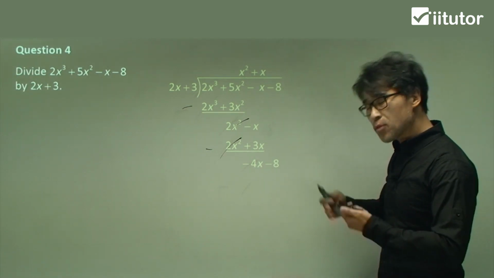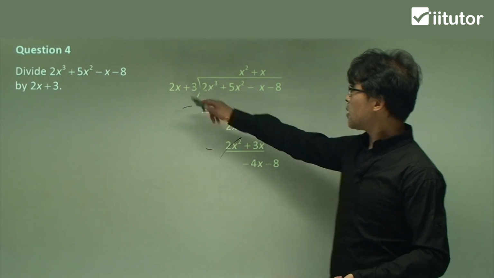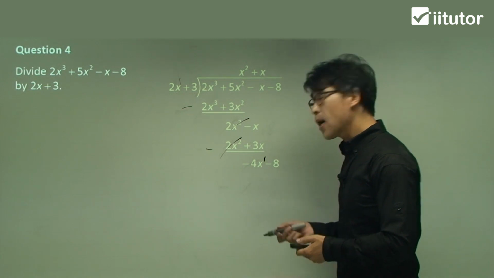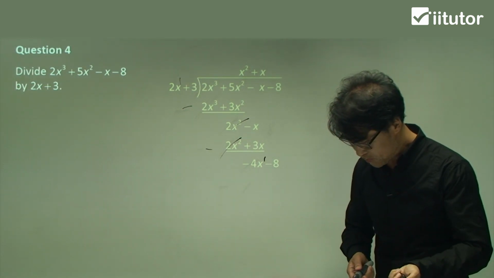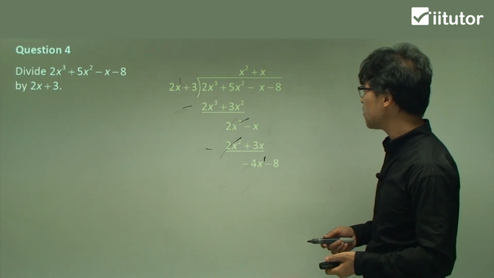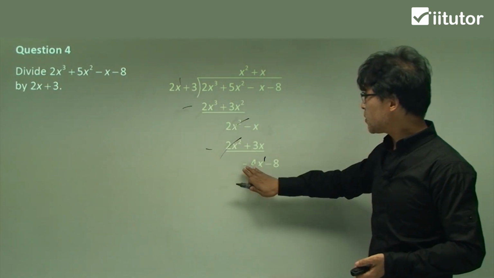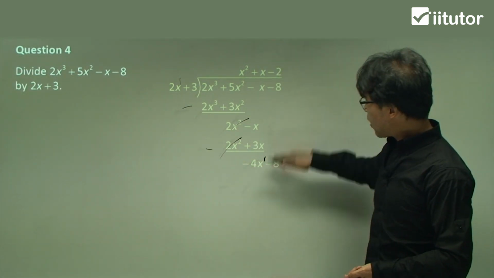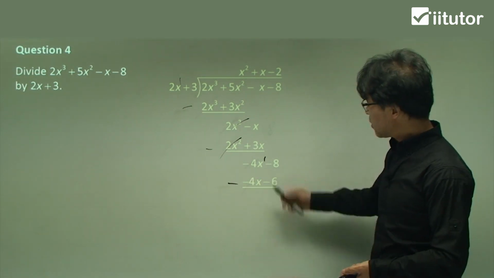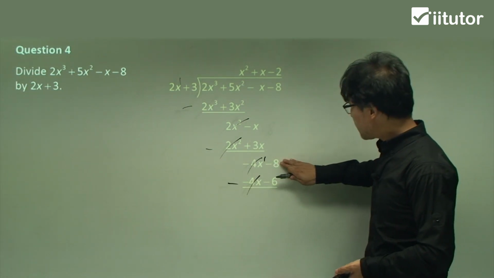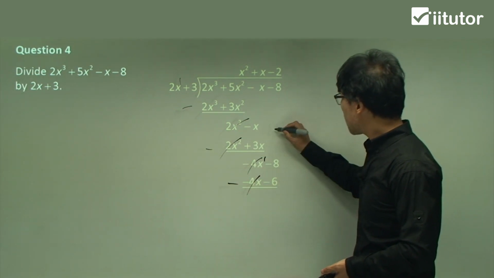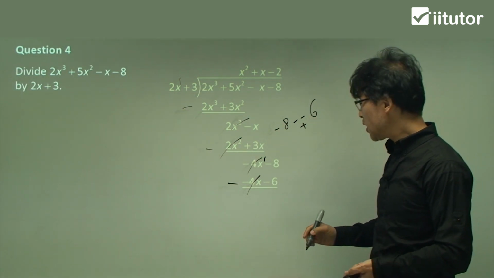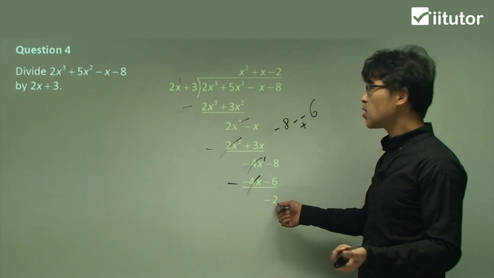Always ask yourself, do you have to stop or continue? As I said again, the order of the divisor is 1, the order of the remainder is currently 1, so you have to continue. That's the question you ask yourself all the time. 2x times what is negative 4x? Yes, negative 2. So write them down over here. Make sure of the minus, so they are gone. So negative 8 minus negative 6, which becomes plus, will eventually be negative 2. And then, do you need to stop or continue?